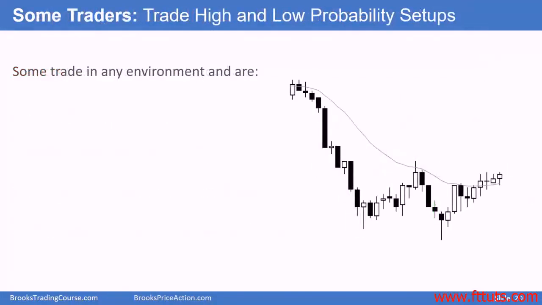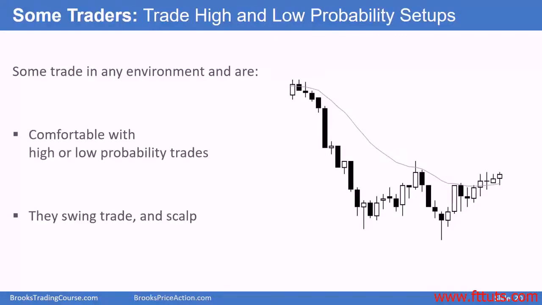Some traders are comfortable trading in all environments. They take high probability trades, they take low probability trades. They swing some of the time, sometimes they swing part of their positions and scalp part of their positions. They're comfortable all the time, so they swing and scalp.